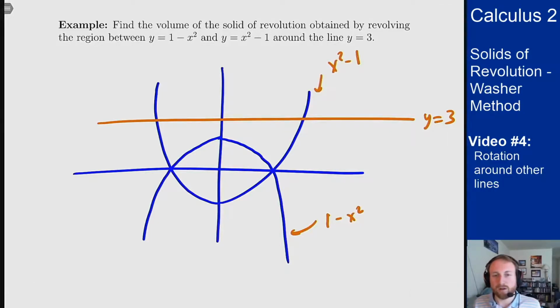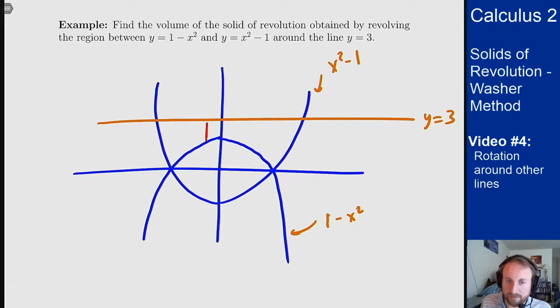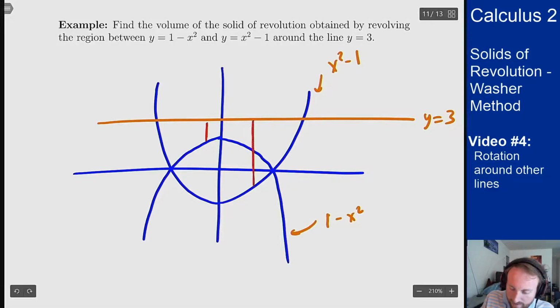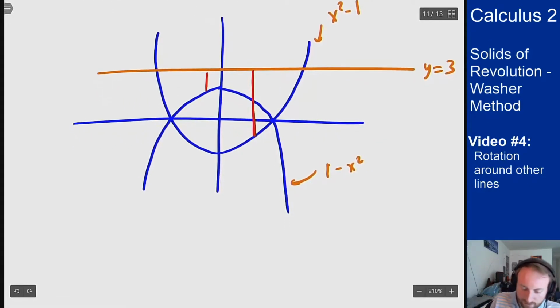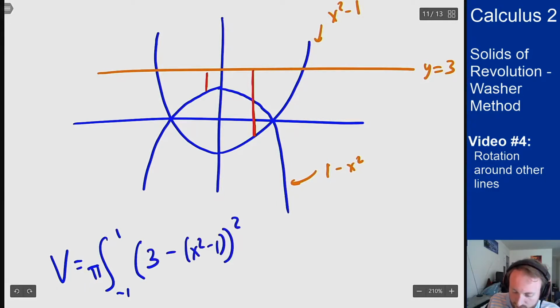Now I want to figure out what my inner radius and outer radius are. My inner radius should be from the line to the first function, which is the 1 minus x squared parabola. My outer radius should be from the line down to here. So what's my formula then? The volume is the integral from minus 1 to 1, because that's the region the curves take up, of pi times the outer radius squared, which is 3 minus (x squared minus 1) squared, minus the inner, 3 minus (1 minus x squared) squared.